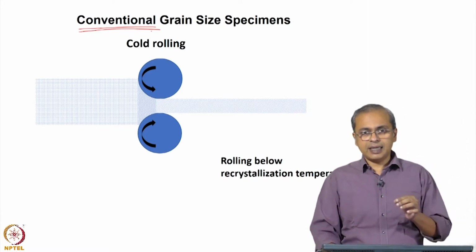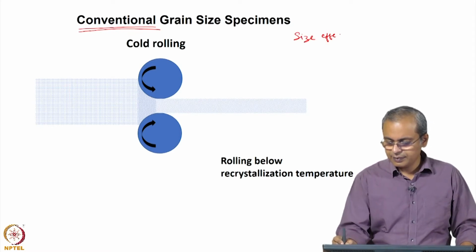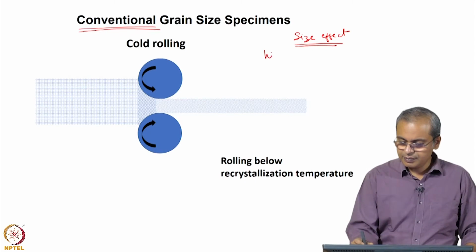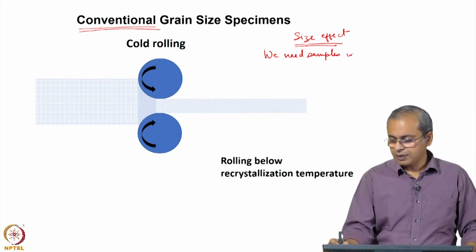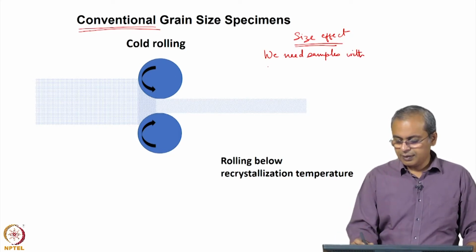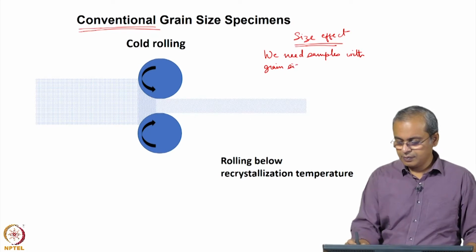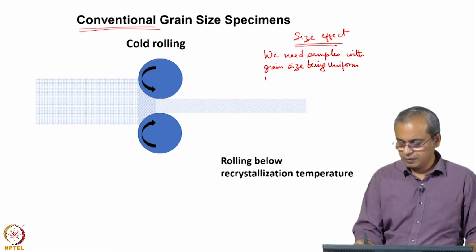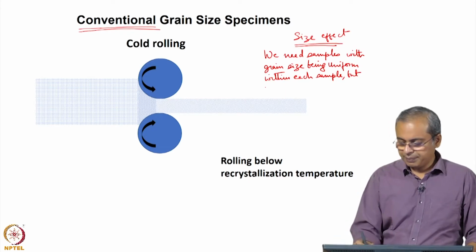Please also understand that in this study we are interested in the effect of size. So, therefore, we need samples with grain size being uniform within the sample, but varying from sample to sample.